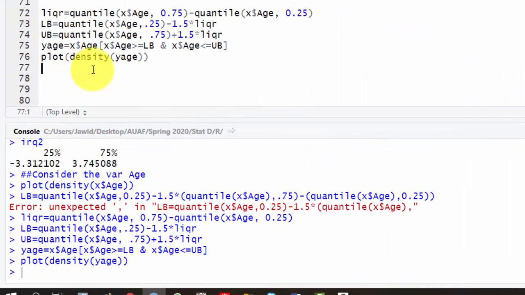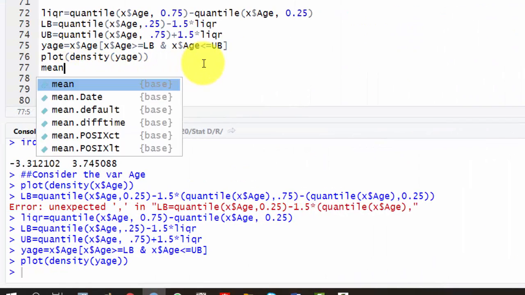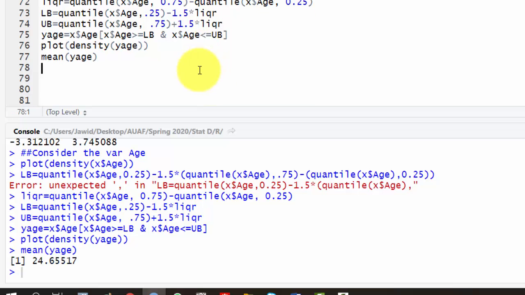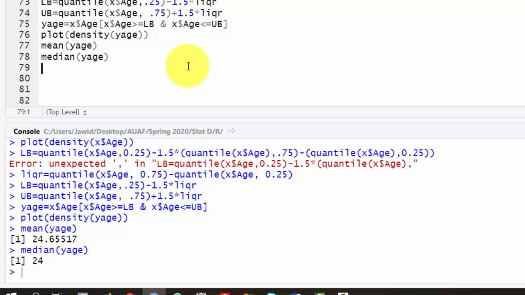You can check that by calculating the mean of yh, which is 24.6, and if you calculate the median of yh, which is also 24. Now you see the values of the mean and the median are very close. And that means the true center of the variable h, with the outlying values removed, is around 24.